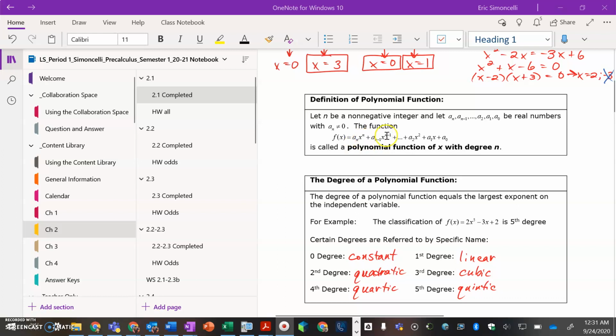x to the n minus 1, and so on and so forth, until you have a constant term there at the very end. So this is the chain of coefficients, and let them be real numbers with the leading coefficient, we say, not equal to 0.